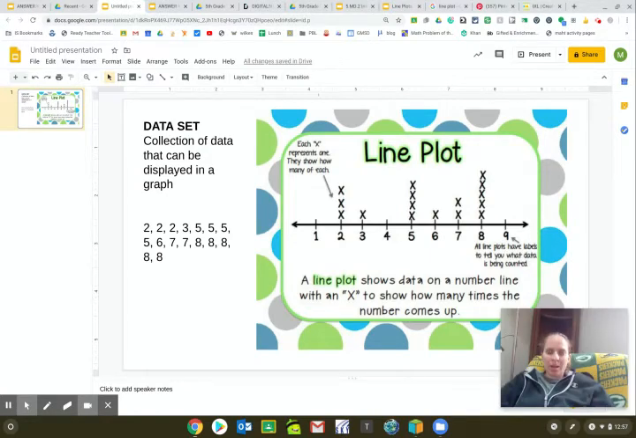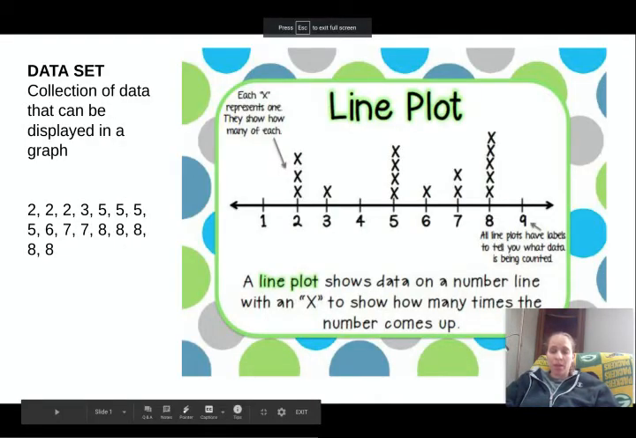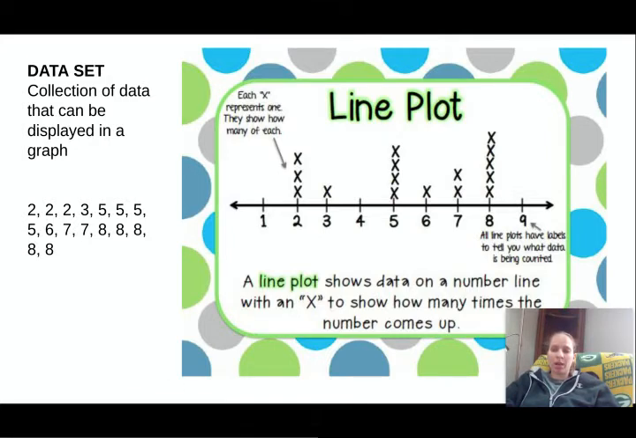Hey, happy Monday. Today we are going to be switching topics. We are going to be focusing this week on line plots. In other words, a line plot is a type of graph that you can plot information on to help you visually see things and to answer questions a little bit more simply about a specific amount of data.